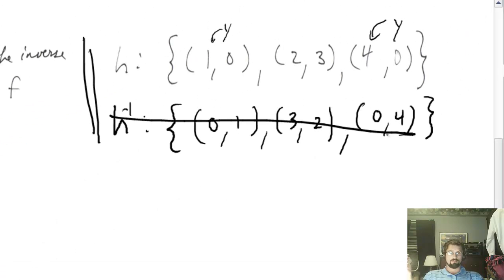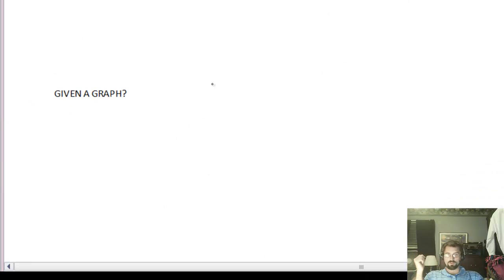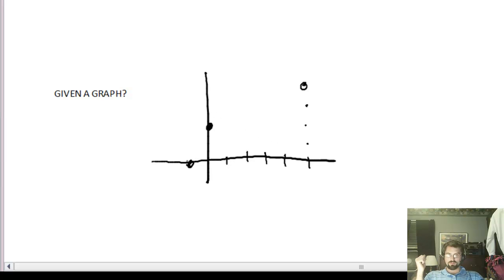So up here, no inverse because H is not 1-to-1. So if I'm giving you a graph, it better be of something that is 1-to-1. So let me say I give you this. That's -1, 0. We'll say this is 0, 2, and so this will be my function f. First of all, is it 1-to-1? Well, every horizontal line only crosses it in one place, so it's 1-to-1.